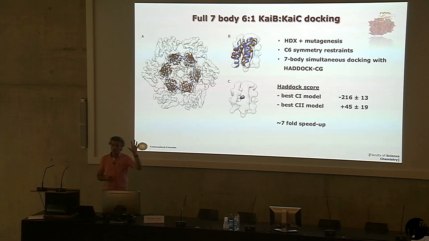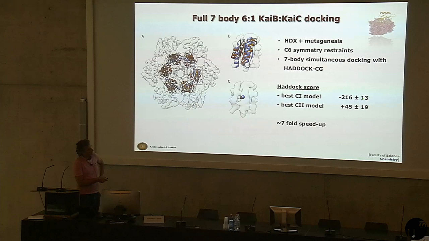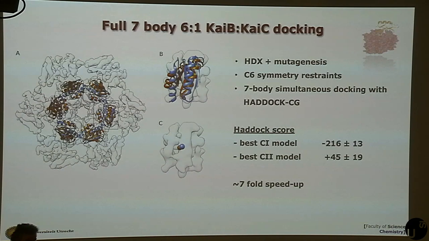We do that at a coarse-grain level. And if you do that, you see that now the C1 model, which is the bottom binding site, the cryo-EM structure, has a Haddock score which is way better than the top model. So now we are able to distinguish in terms of score using the correct fold of KaiB. It's about a 7-fold speed up in terms of computational time.